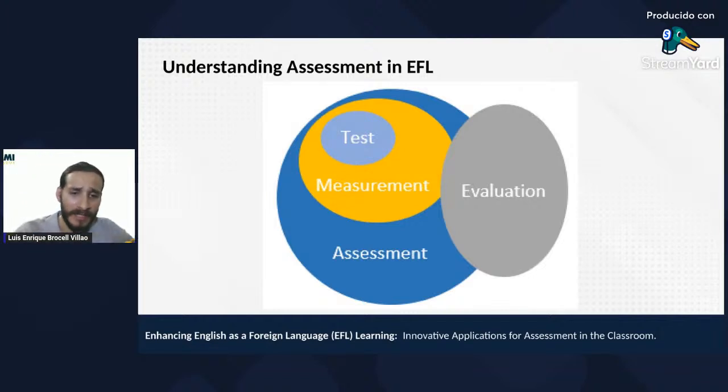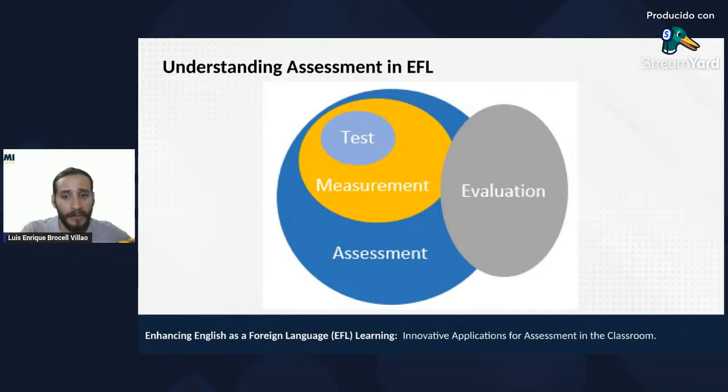Evaluation is a broader concept that involves the interpretation and judgment of assessment results. It includes the analysis of the data gathered through measurements to make informed decisions about student progress. Here in the evaluation, we give feedback and inform the student of their progress. Before the evaluation comes, we have taken a test, we have taken a measurement.